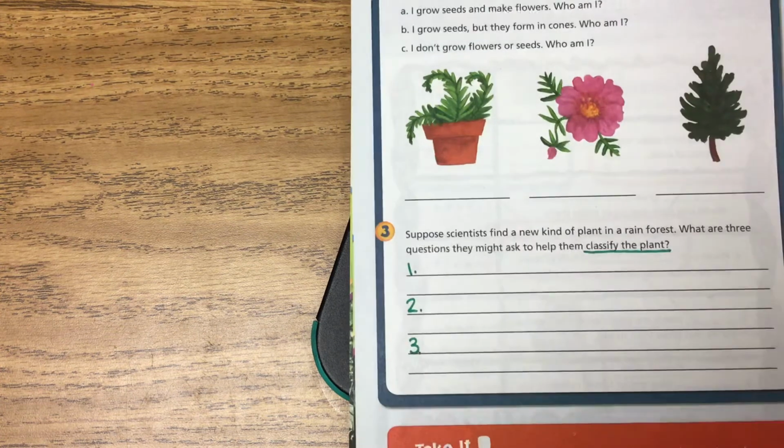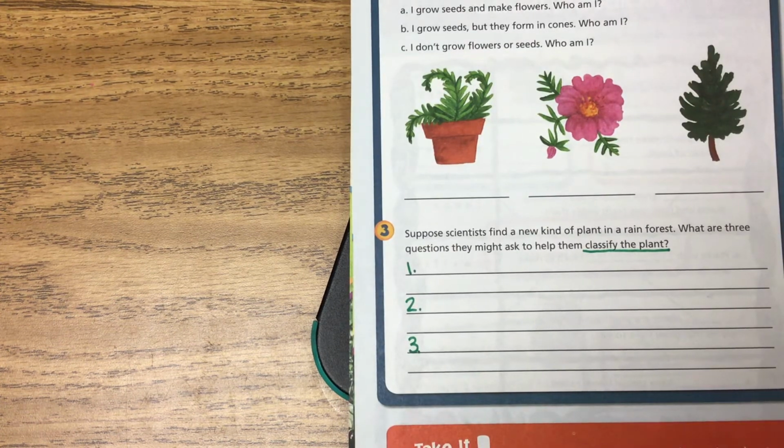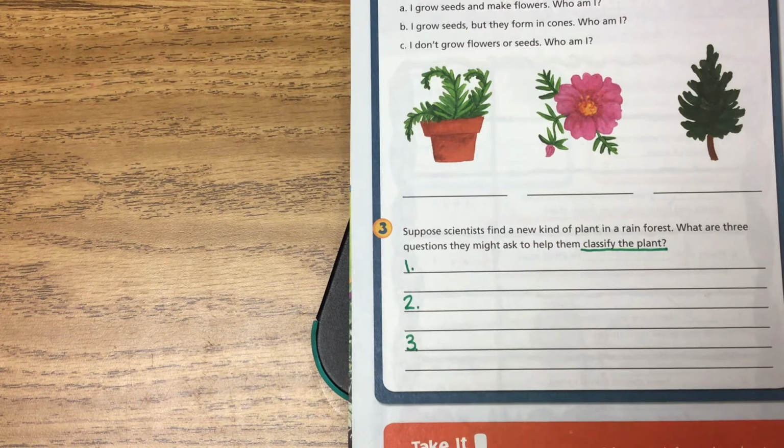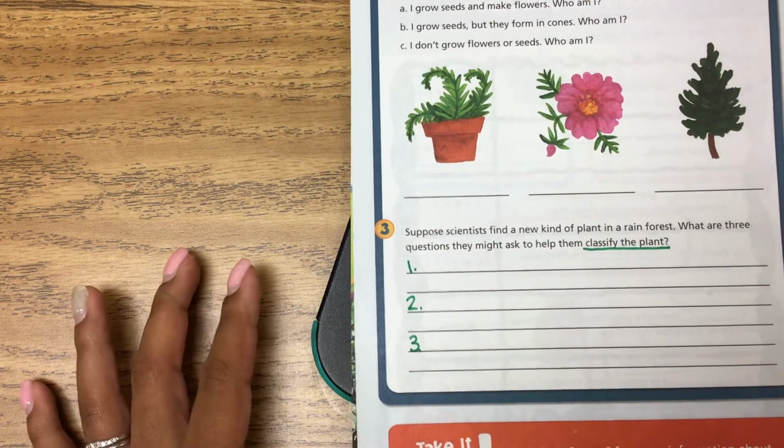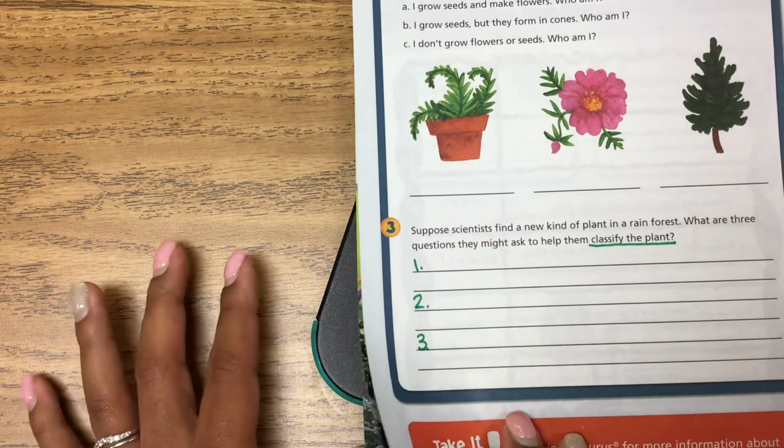And lastly, number 3, suppose scientists find a new kind of plant in a rainforest. What are 3 questions they might ask to help them classify or group the plant? Be sure to go back in and see how did we classify each of those plants.